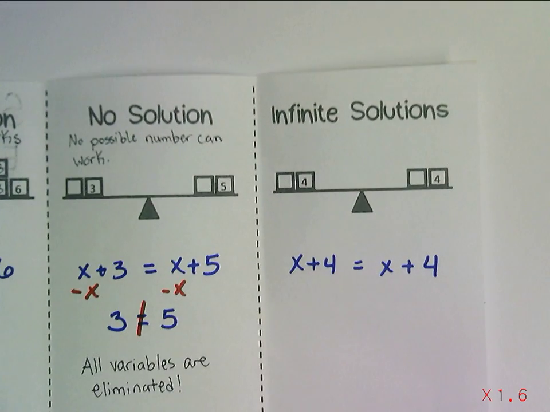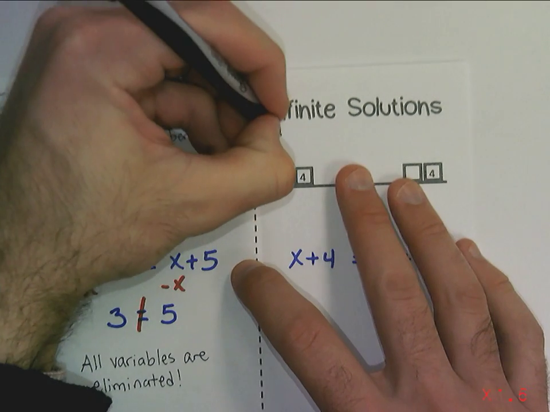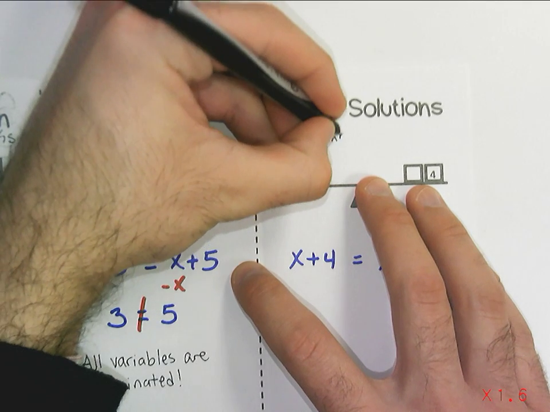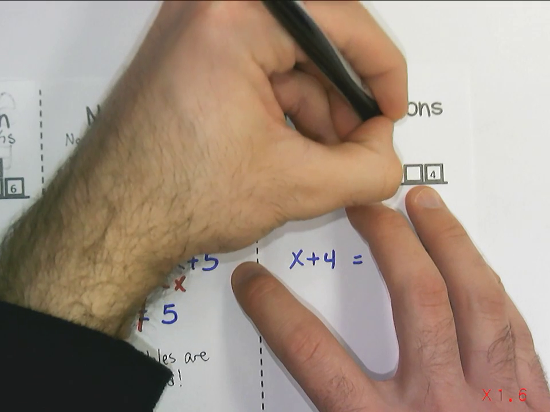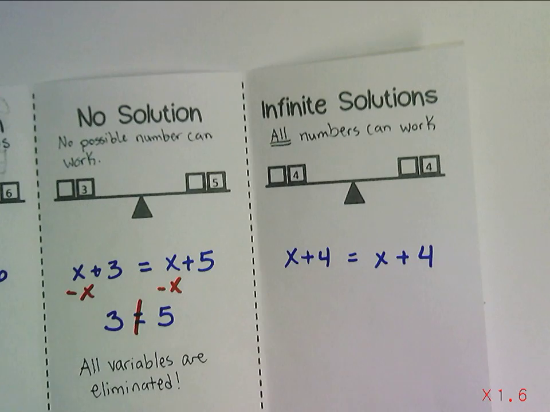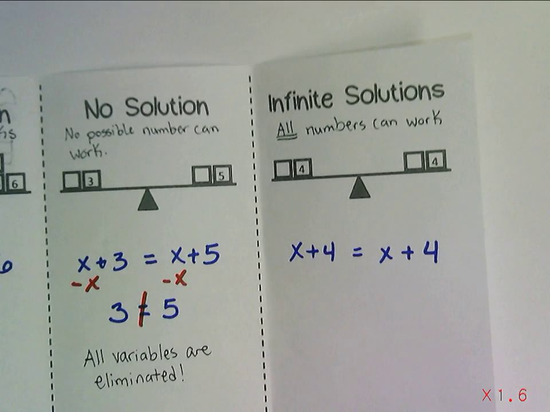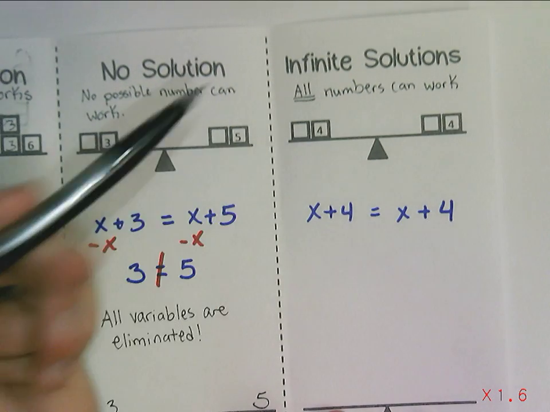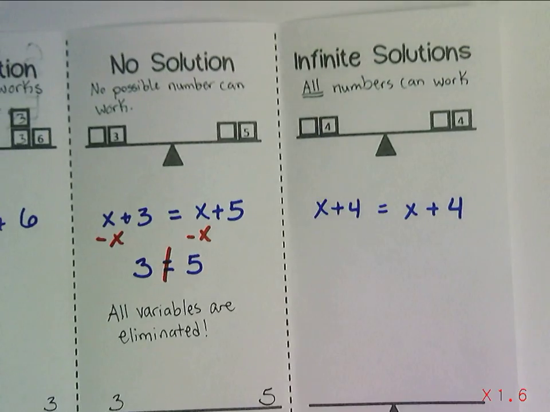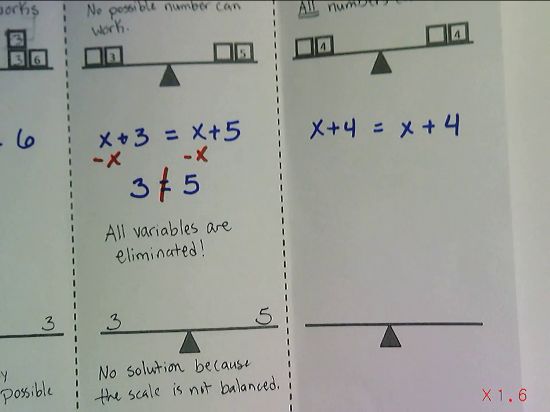And last but not least, let's take a look at infinite solutions, or infinitely many solutions. And in this case, all numbers can work. So what this is saying is that no matter what I put on either side of this scale, it's going to balance out. So if I would put a 3 in there, I would get 7 on both sides. If I would put a 10 in there, I would get 14 on both sides, so on and so forth. But we want to look at that algebraically and what's in this equation here. So let's go ahead and solve this.